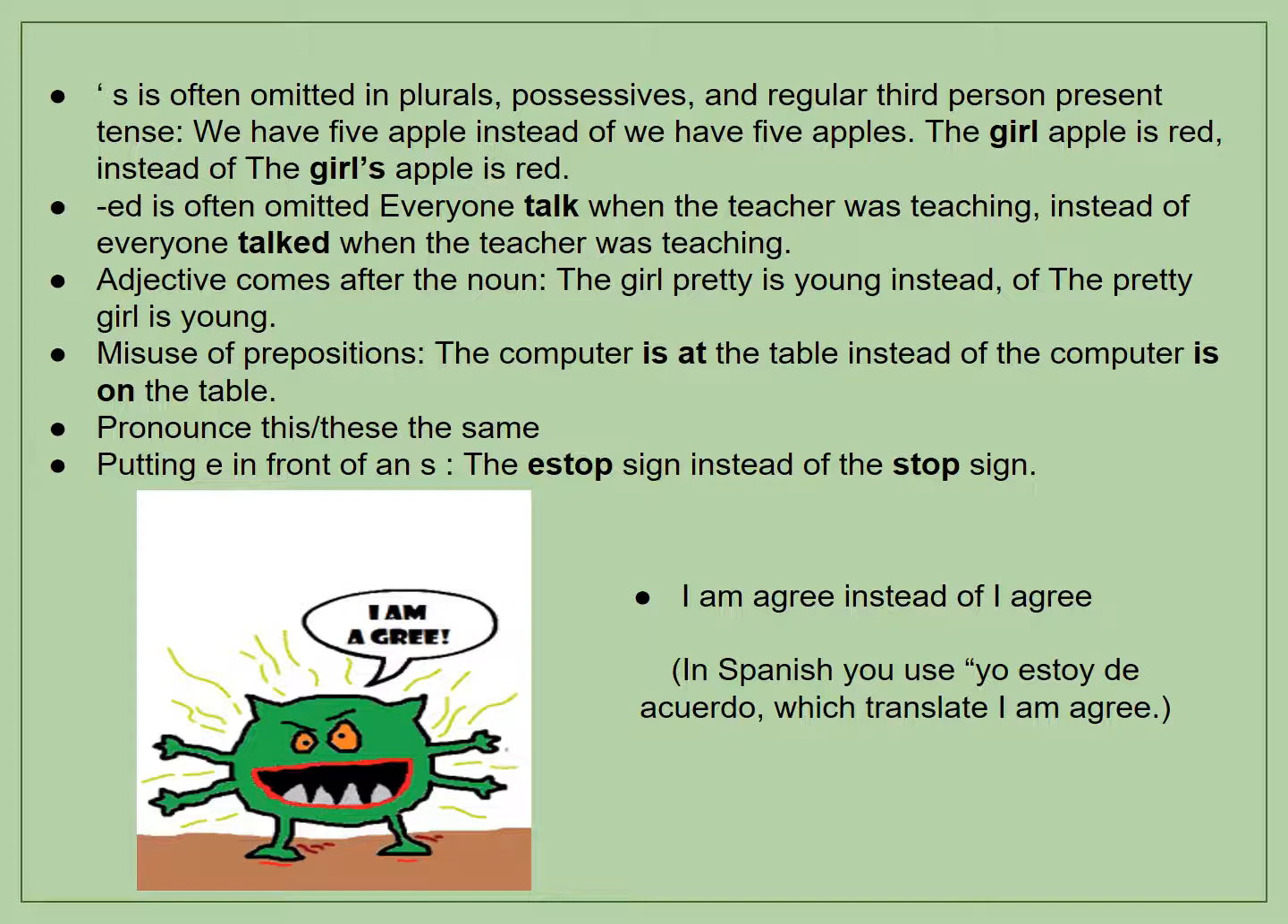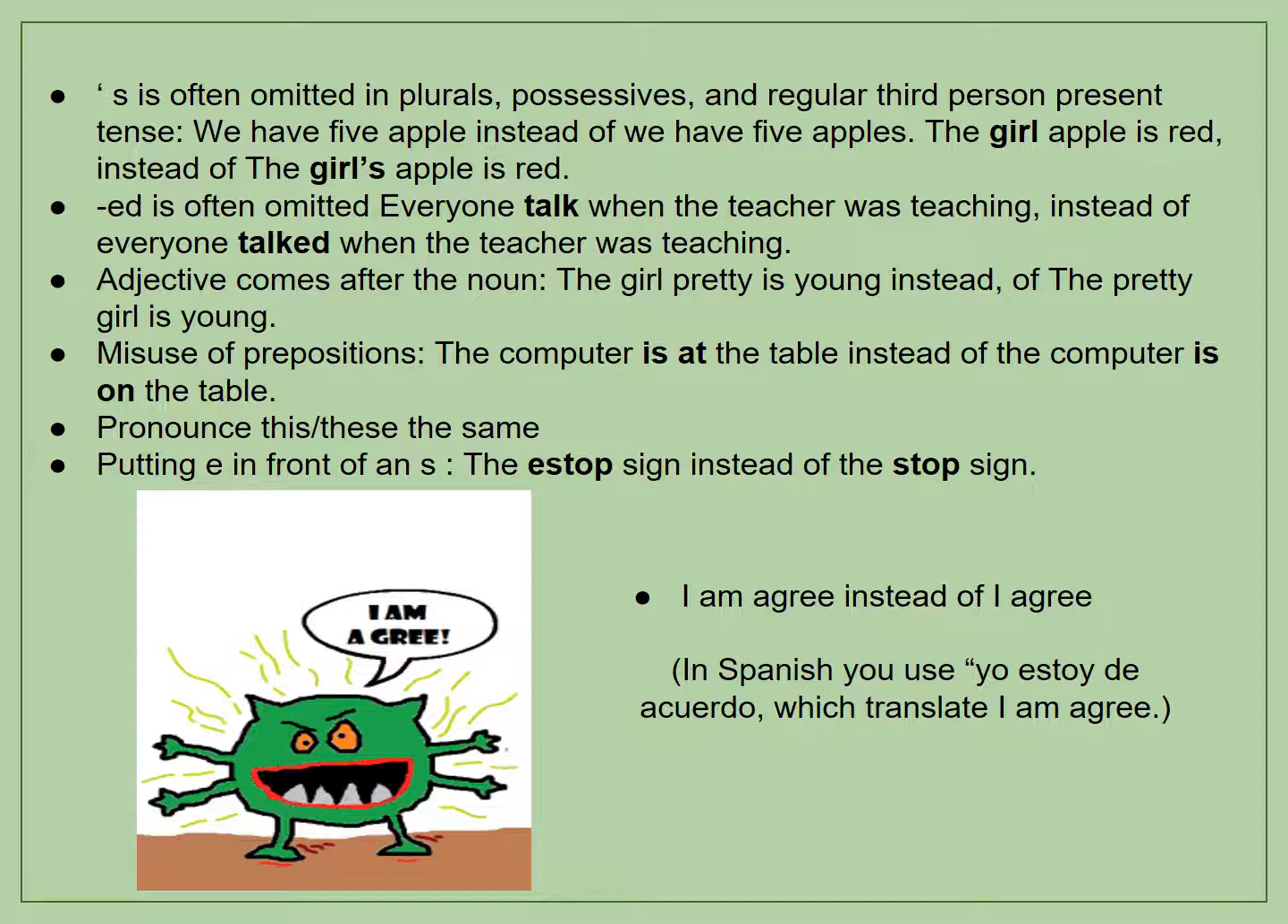Putting es in front of words that start with an S. Most Spanish words that have an S and a consonant all start with E as the first letter. When an English word begins with S, Spanish speakers want to add the E. For this reason, the language is called Español. An example of putting E in front of an S might be, the estop sign instead of the stop sign.